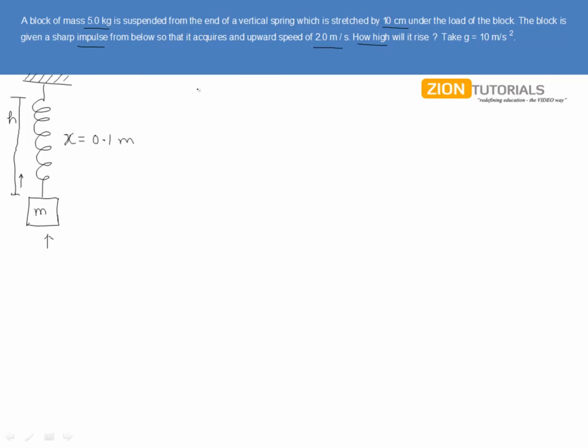Now let us first find the spring constant by the initial conditions that have been given in the problem. We have mg of the block equal to the spring force. So easily we can calculate k to be mg over x, giving us 500 Newton per meter. Now we need to find the height.